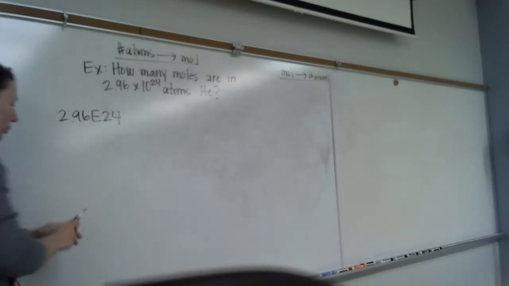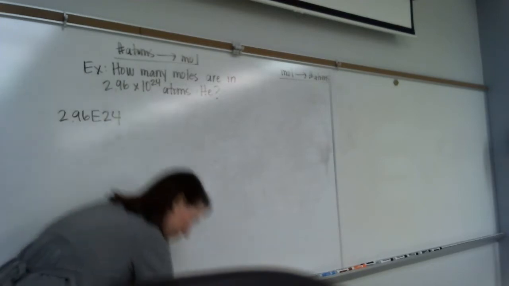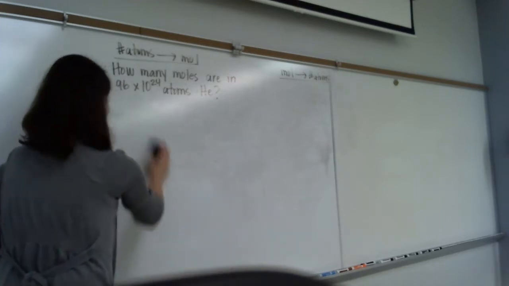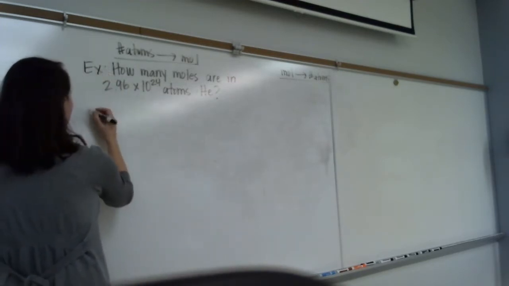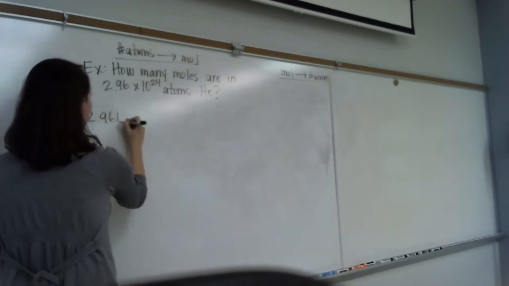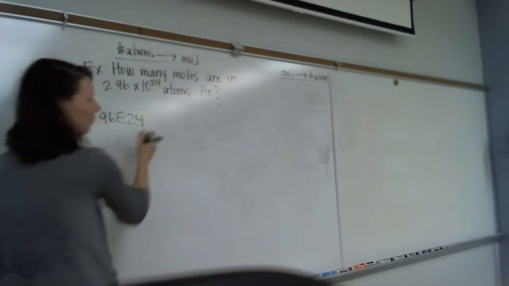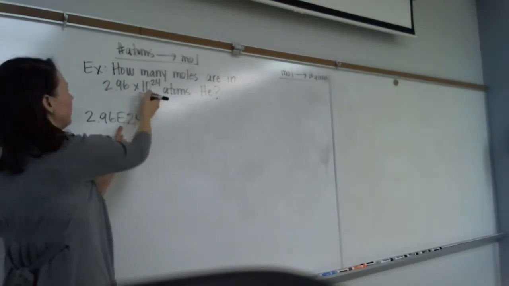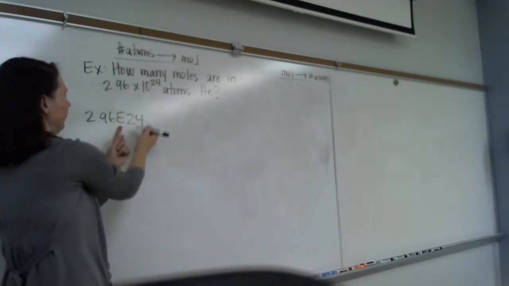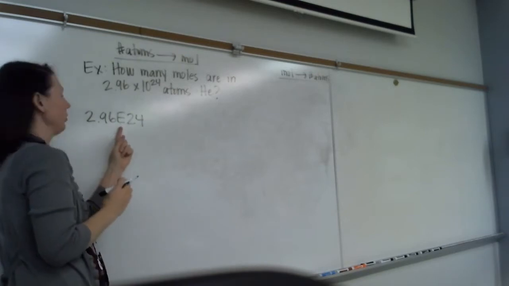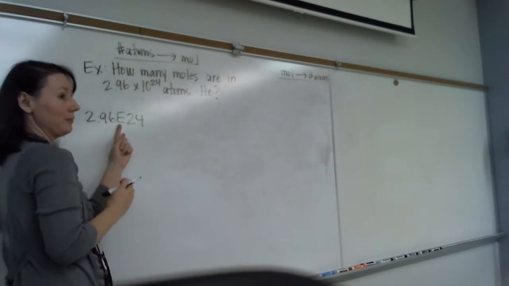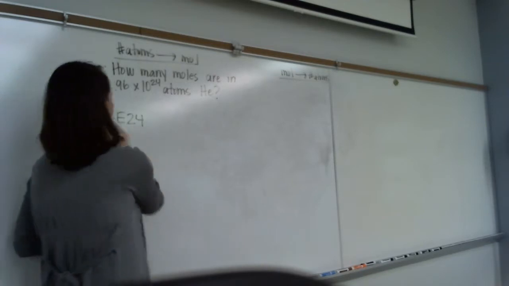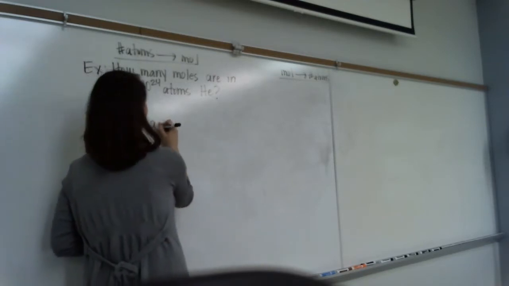2.96 times 10 to the 24th. There we go, in the frame now. So this capital E just takes the place of the times 10 to the, okay? Because when you enter this into your calculator, you use a button that looks like this to enter it in your calculator. So 2.96 times 10 to the 24th atoms.